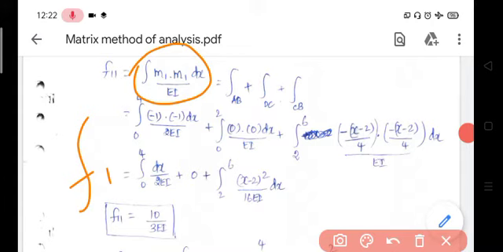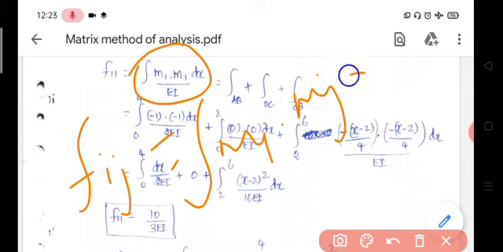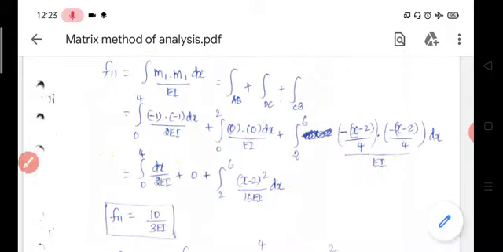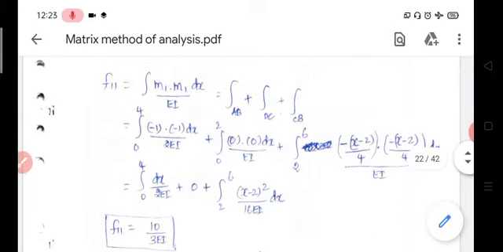So, we know our general equation: Fij is equal to integration of mi mj into dx divided by EI, where i and j are 1. So, therefore, integration of m1 into m1 dx divided by EI. We should integrate for the entire portion of the beam. Okay. So, no part is neglected. So, first for the AB portion, then DC, then CB. For the AB portion, limit varies between 0 to 4, m1 is equal to minus 1, and the flexural rigidity is equal to 2 times EI.